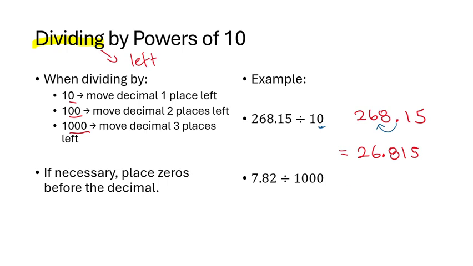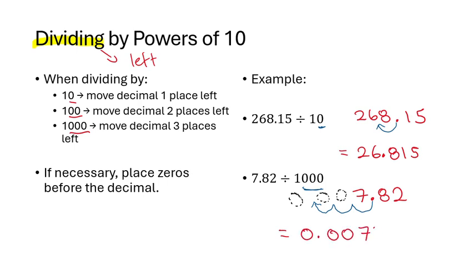Next you have 7.82 divided by 1,000. So it becomes 7.82. And you're moving it over to the left 3 times. So 1, 2, 3. It ends up here. Basically what you want to do is add in zeros like you did previously in the empty gaps. So now your final answer actually is 0.00782.